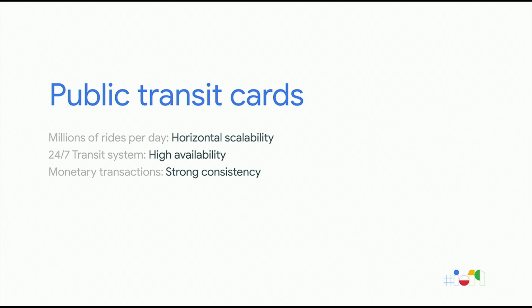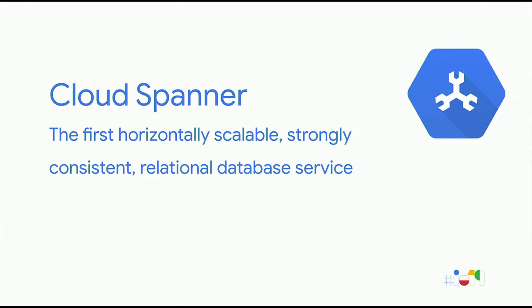So for the technical requirements for this, we need a horizontally scalable system to handle this massive scale of a public transit system. We need high availability, so no one's going to have an issue trying to get to their train. And most importantly, we need strong consistency, since we're dealing with monetary transactions. And Google's offering of Cloud Spanner is a great fit for these. It's the first horizontally scalable, strongly consistent relational database service.